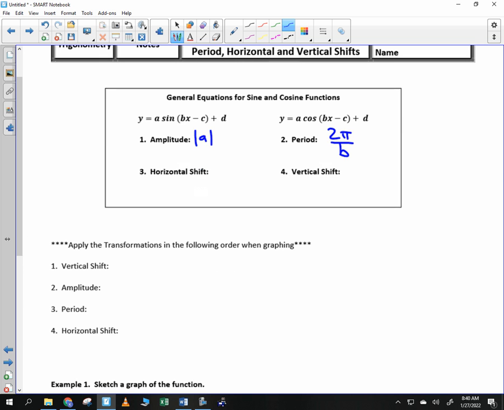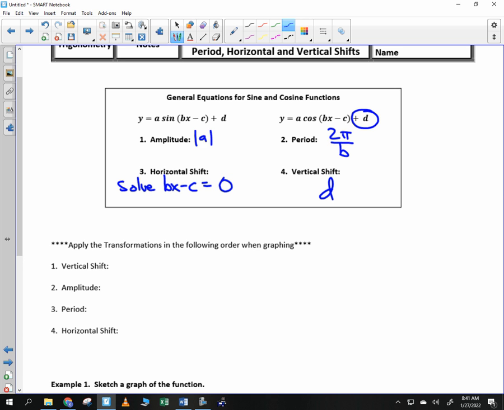Does anybody want to guess what happens when we add something to the end of the function? It goes up or down. So the vertical shift is just D. So that's all that number does. So now you've seen what A and B and D do. In order to figure out the horizontal shift, we have to solve Bx minus C is equal to 0. You can't just look at C. You have to solve that equal to 0.